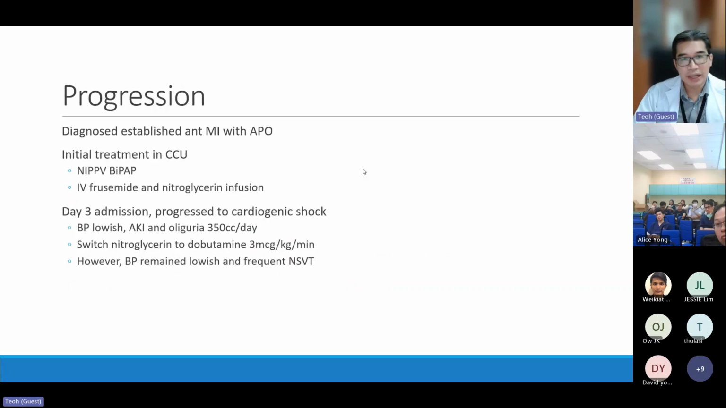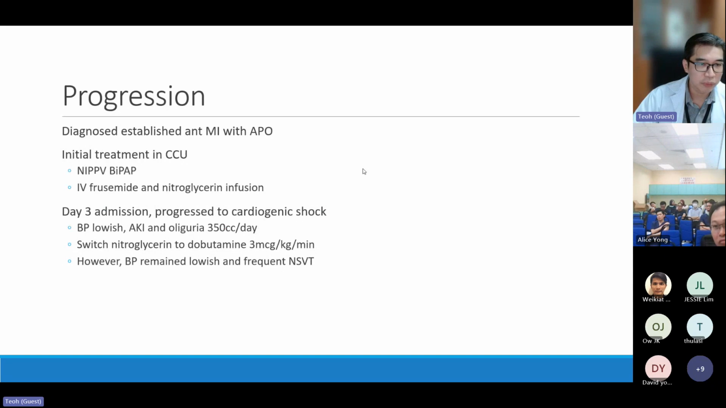So diagnosed to have heart failure, APO, admitted to CCU, started on NIPPV, IV furosemide and TG infusion, standard treatment for heart failure. This treatment was continued until day 3 of admission, whereby the patient is actually not doing better, but progressed into cardiogenic shock.